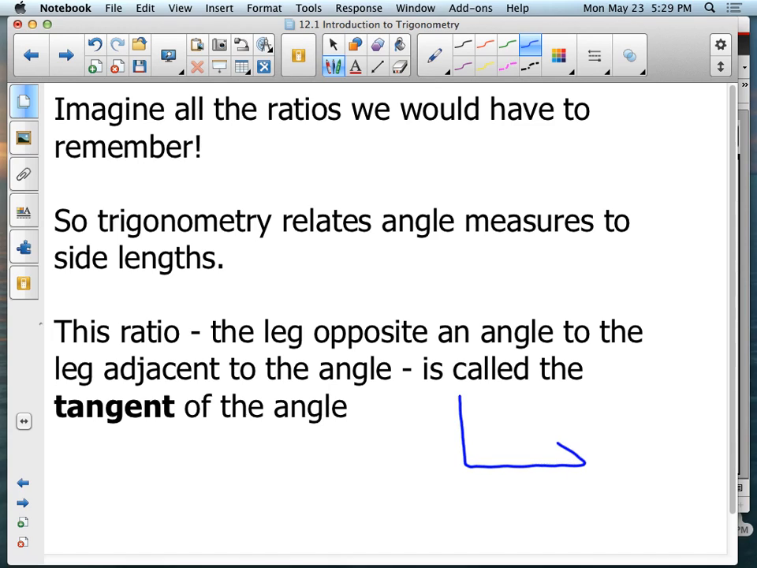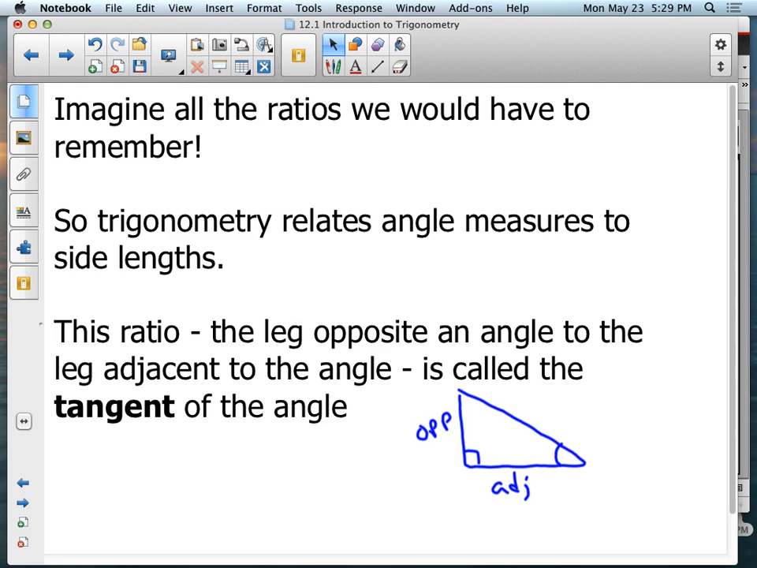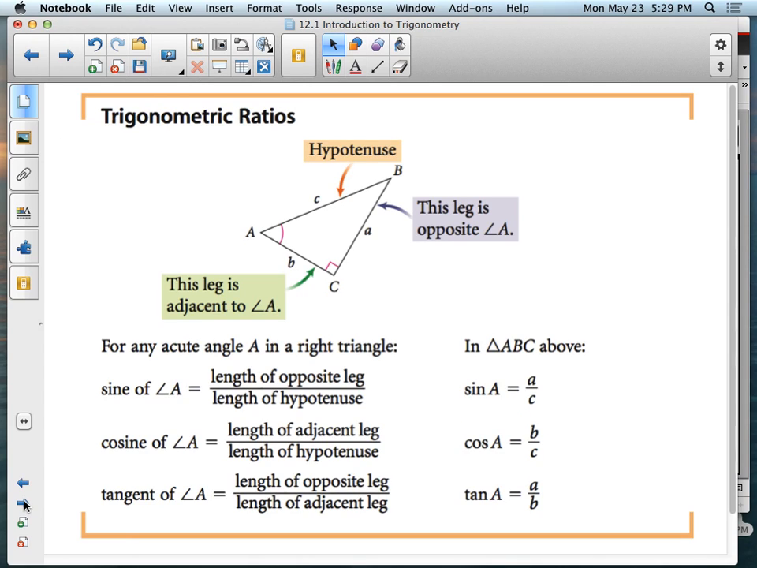So what we had was our right triangle. We have our angle here. This was our opposite leg and our adjacent leg. That ratio of opposite to adjacent was called the tangent of the angle. So on this next page here, you might want to take a moment and pause the video and write down some of these ratios here. This is a really, really key page. Mastering this page is going to make you very successful.